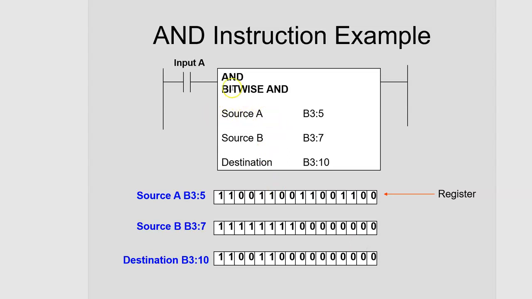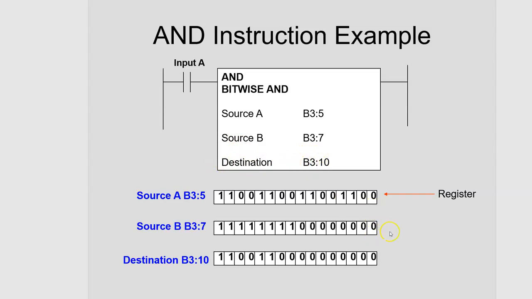So notice this source A here. Source A refers to this. These represent registers. So source A represents this register, register A if you want. You can think of this B3:5 as an address. You have to have some way to reference the address register. So source A is a register, source B is a register, and this command tells you to take the bits in register A at this address and the bits in register B in this address, and do a bitwise AND and store them, the destination, store them at this address.